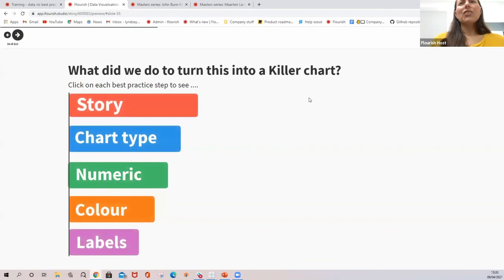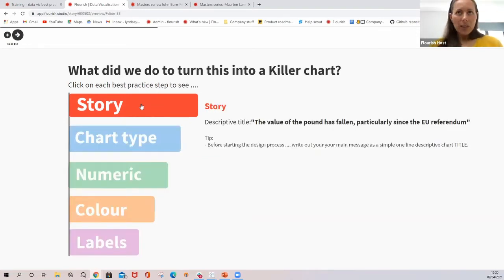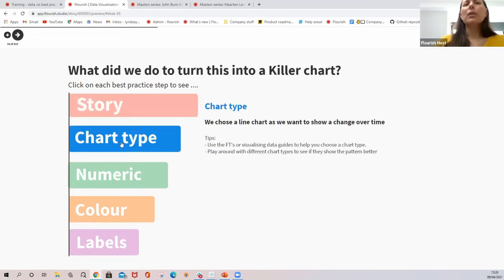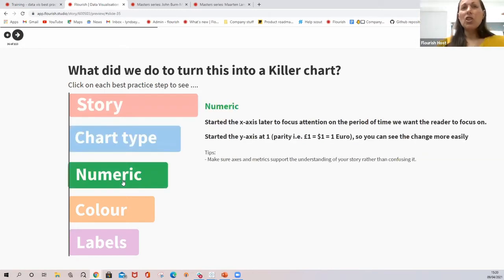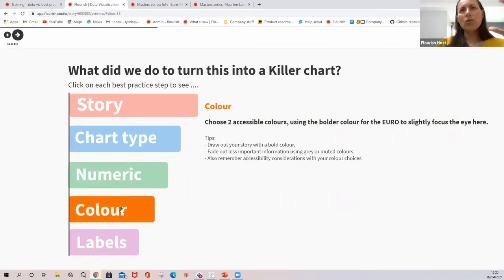Just to go through the 5 steps again in the framework that we have just applied to this particular example. The story, the main thing we did was think of the title, make this sum up your story, and put this down first so that you always make the decisions on the other things based on this story. Chart type, we chose the line chart because we want to show change over time. Numerical decisions, we changed both the X and the Y axes to start from different points, and we changed the metric that was being plotted so that people could have a better understanding of the meaning of the thing that we were plotting.